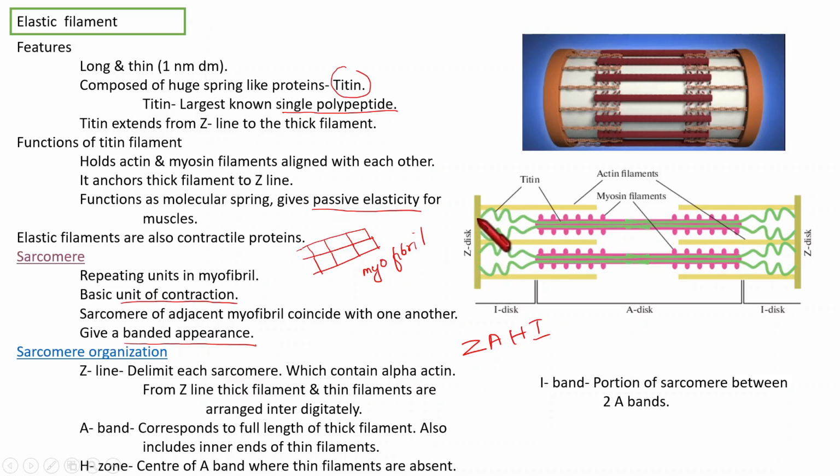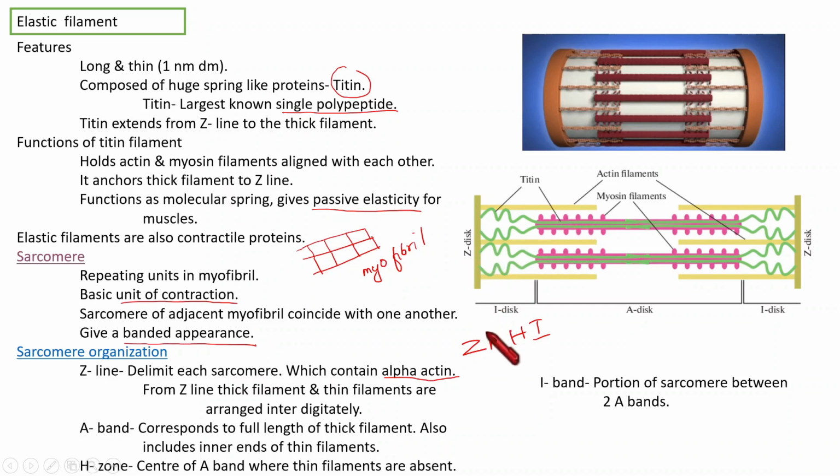Now I hope that the Z line that I mentioned earlier is clear to you. This Z line contains alpha actinin protein. From this Z line, the thick filaments and thin filaments are arranged interdigitally, alternately, in a partially overlapped pattern. So that is the Z line.